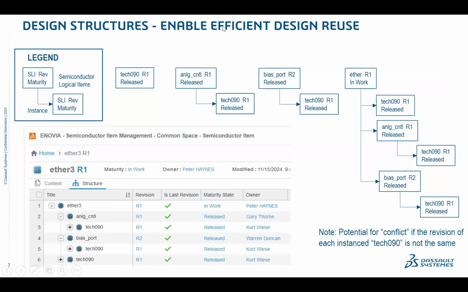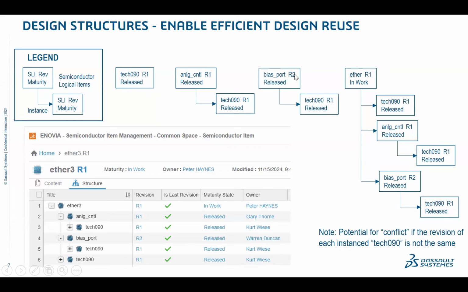If we look at it a different way, the legend here is this is a semiconductor logical item, as is this. And this instance is something that makes a dependency between the two. Our lowest level design team has a semiconductor logical item that is going to do data management for the technology itself, and they have released that. This analog team has built theirs based on this technology, but they've released their design as well. This bias port has two versions of their design here.